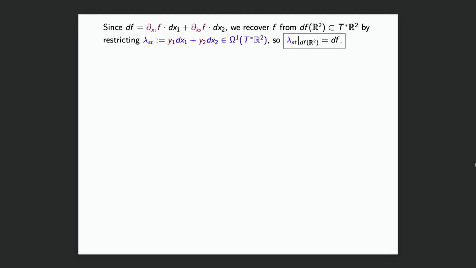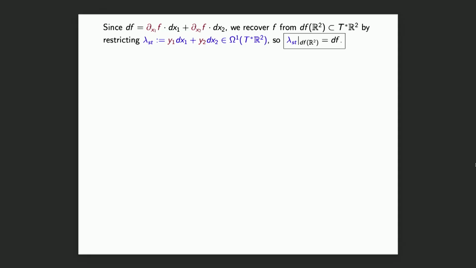Well, ambiently, I have coordinates x1, x2, y1, y2. And what you can do is look at the formula for d of f. d of f is first partial derivative dx1 plus second partial derivative dx2. So what you could do is you could consider the following one form, lambda standard, which is y1 dx1 plus y2 dx2. This is a one form in 4 dimensions. It is defined intrinsically. It's called the Liouville form. It has some intrinsic coordinates-free definition. But for the purposes of the talk, that's exactly how it looks like.